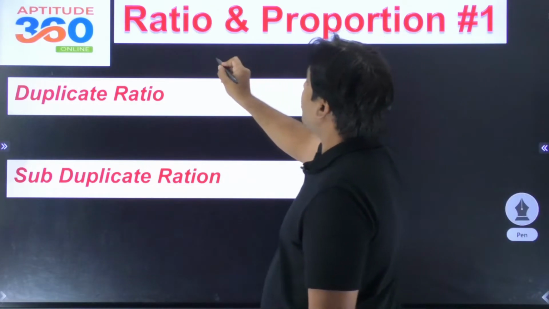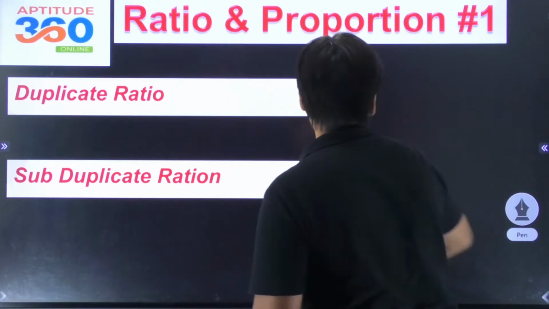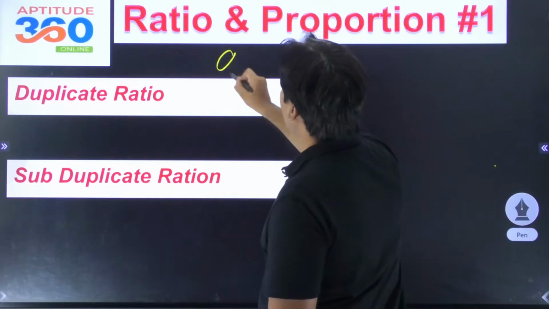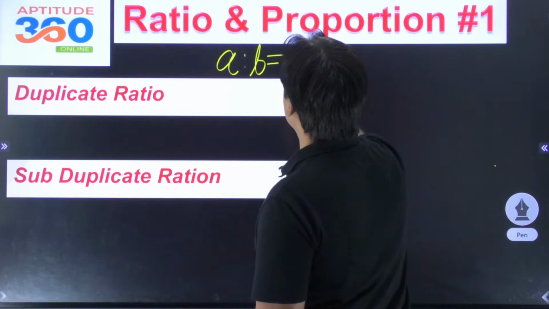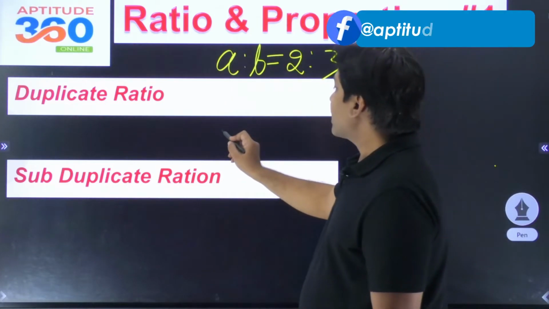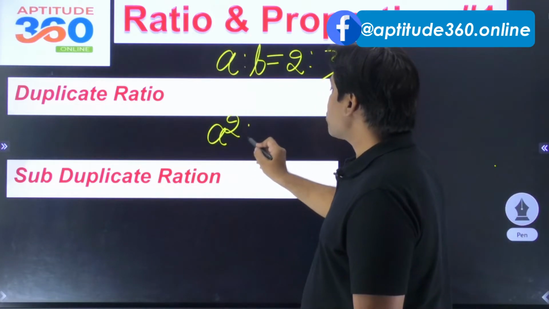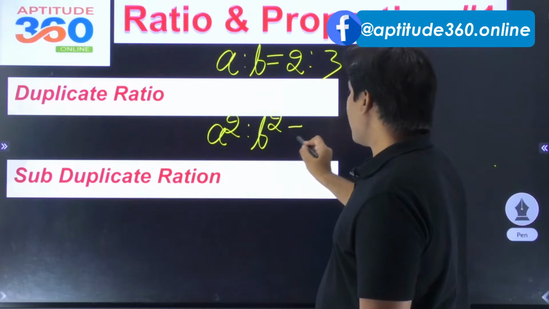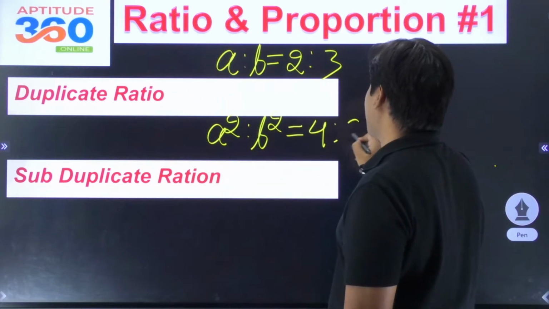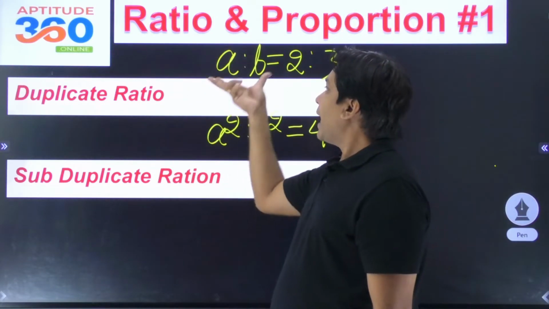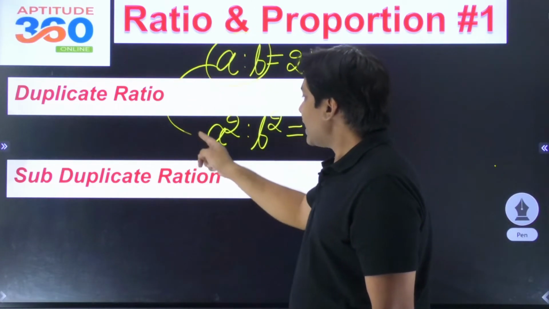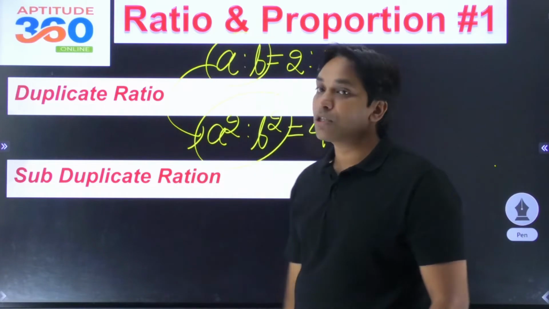अगर आपको दे के रखा हुआ है, इफ यू हैव बीन गिवन A:B इज इक्वल टू 2:3, आप निकाल दो A square is to B square, which is, if you do the square of this side, it is going to be square of this side, which is 4:9. So this is known to be A:B. If this is a ratio, its duplicate ratio is going to be A square is to B square.